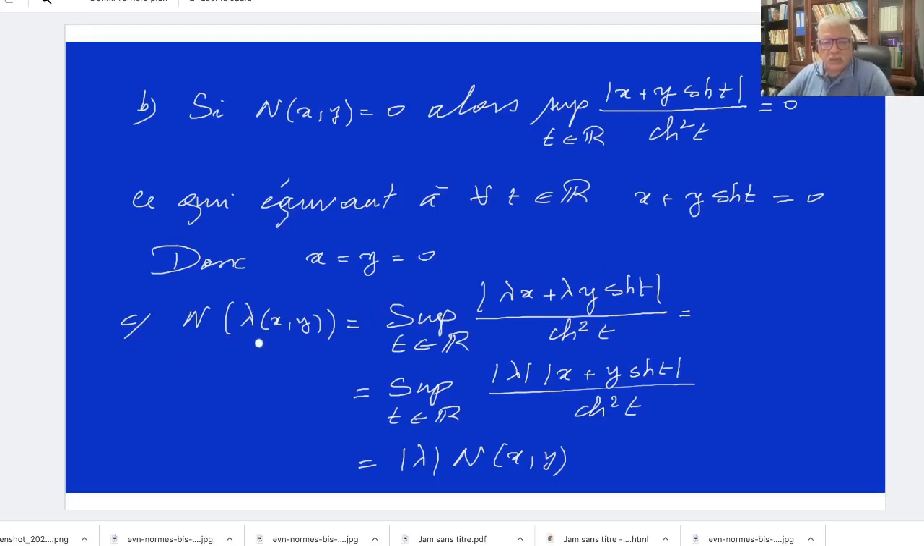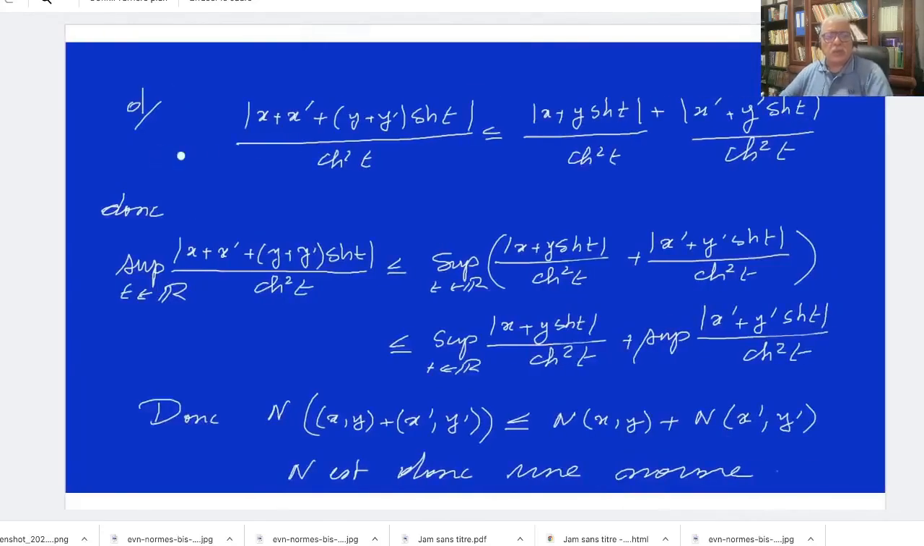Secondly, homogeneity is simple. It suffices to note that n of lambda times xy is the sup of the absolute value of lambda x plus lambda y sh of t over ch squared of t. In this absolute value we can factor out the absolute value of lambda. We can therefore take this constant out of the sup, and we indeed obtain the absolute value of lambda times n of xy.